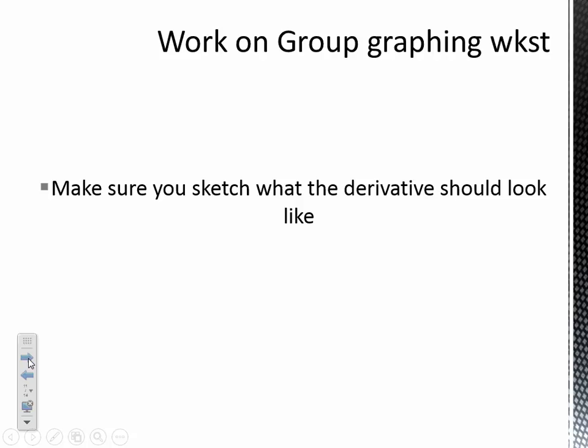You and the people around you, match. I would like you to match 4 derivatives to their 4 functions. So on the left, you have functions. On the right, you have derivatives.